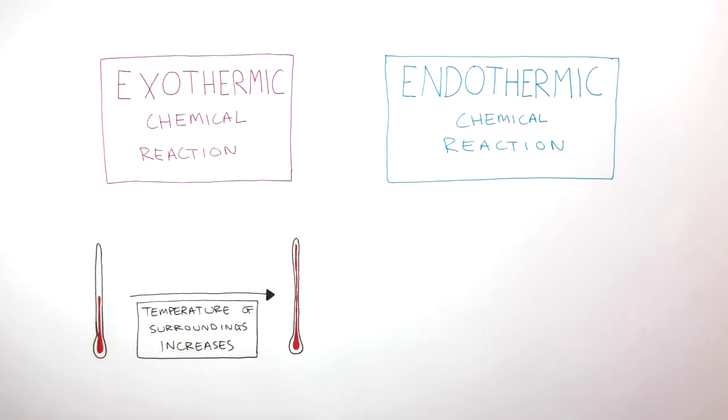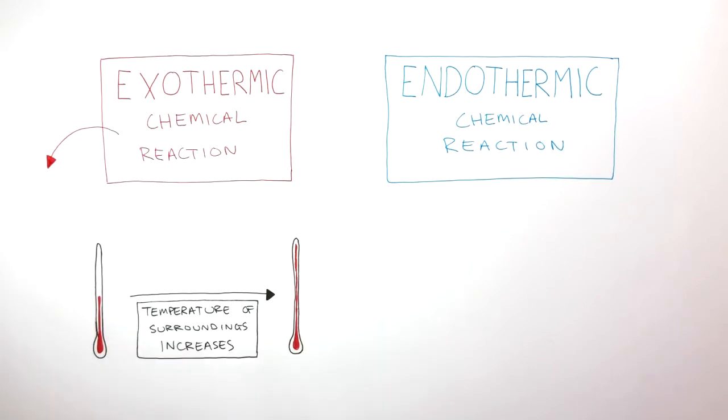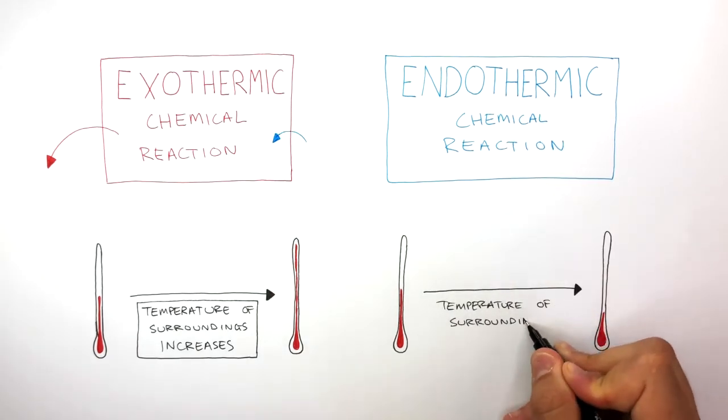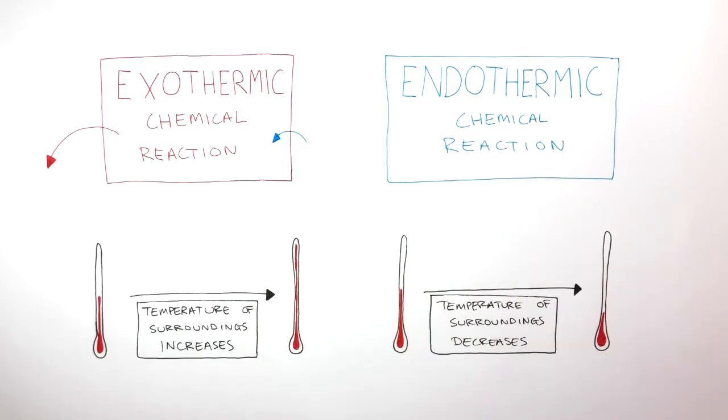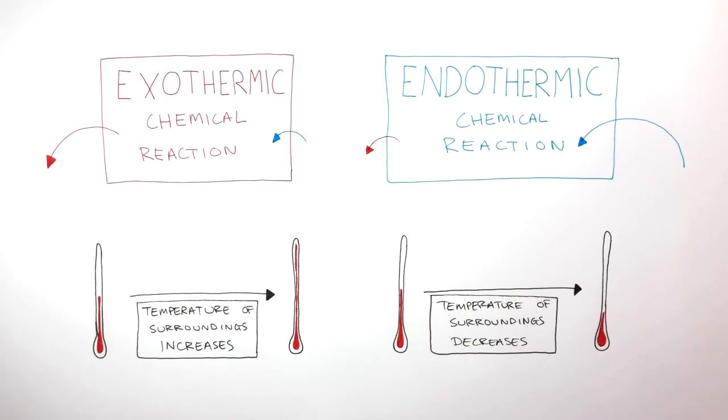The temperature of the surroundings increases because more energy is released compared to less energy being taken in from the surroundings. Whereas in an endothermic reaction, the thermometer shows how the temperature of the surroundings decreases. This is because less energy is released into the surroundings and more energy is taken in from the surroundings.